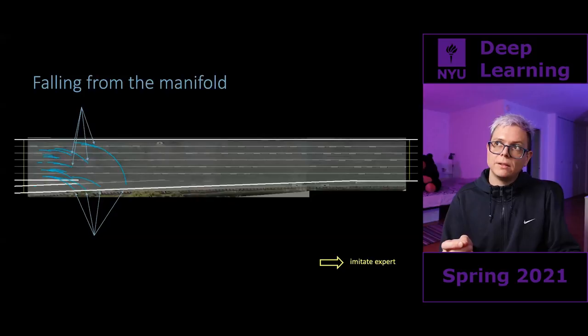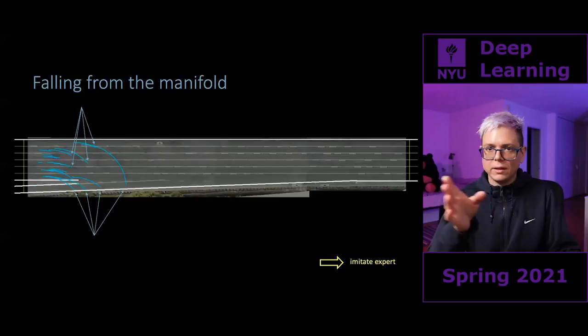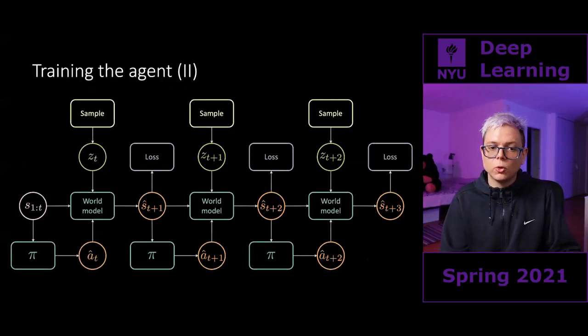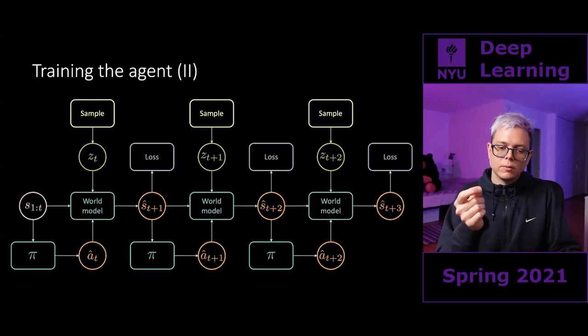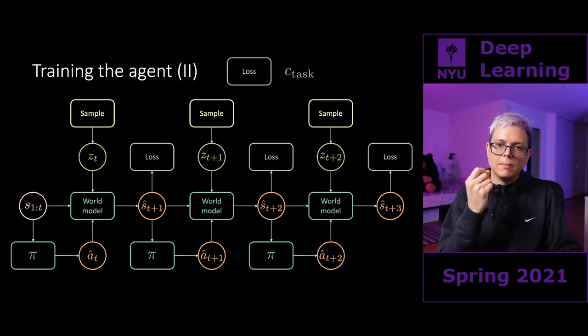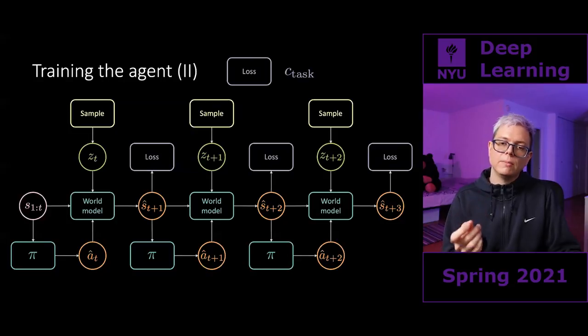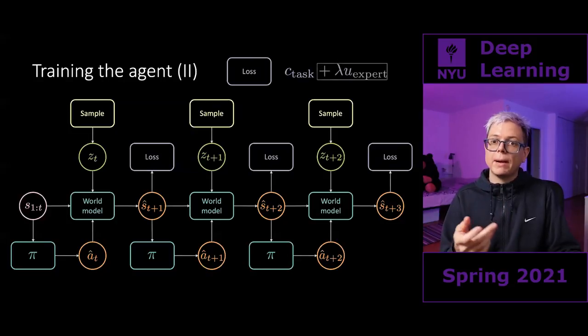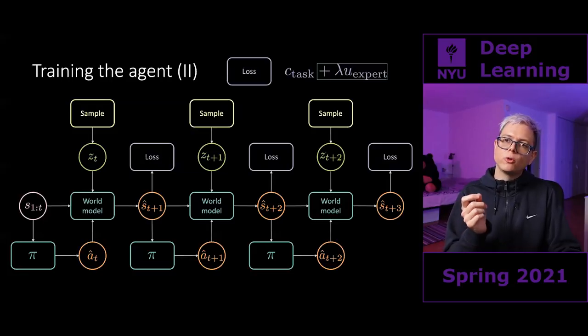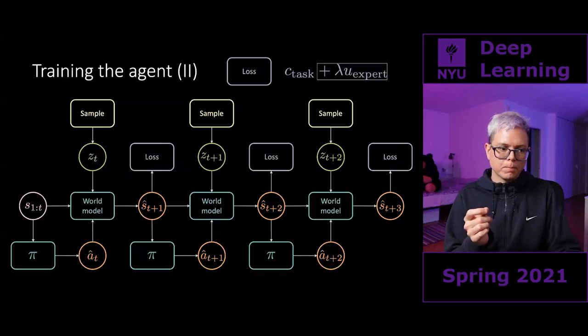So not just minimizing the cost, which is getting away from other vehicles and avoiding going off road, but maybe we also try to get close to what the expert driver did, right? So this is going to be my loss. Now it is going to be the task cost plus an expert regularization, right? So we also try to not deviate too much from the original trajectory from that given vehicle, okay? So how do we do that?